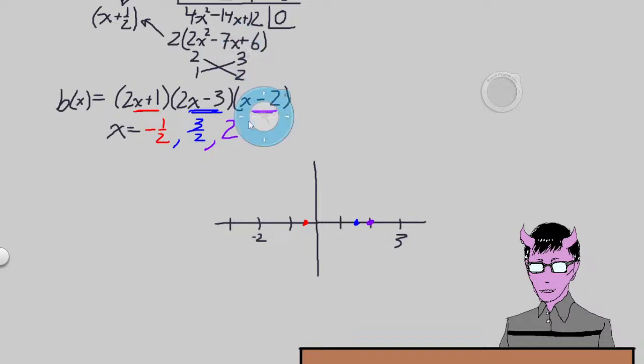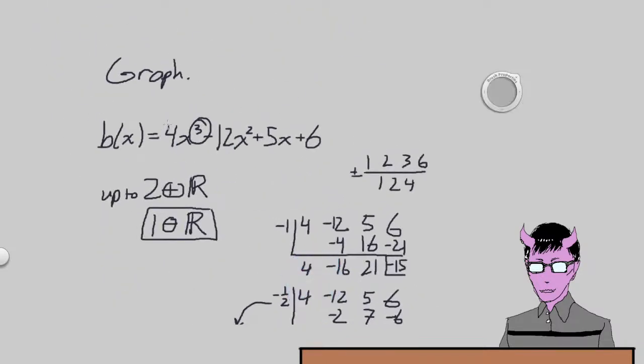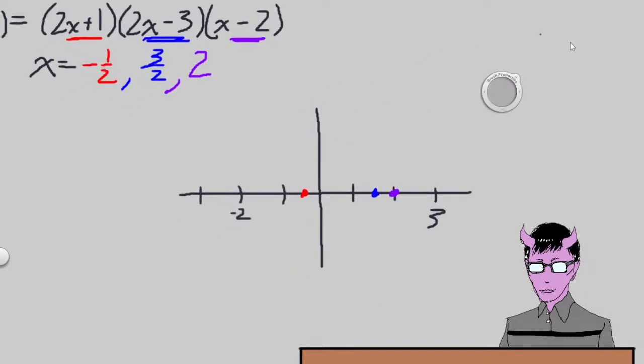Sounds good. Let's determine the end behaviors, of course. We have a 4x cubed. It's going to be positive coefficient with an odd leading degree. So basically it's going to be doing the down-up shenanigans, like so. Alright, so here we go. Again, we know that it's going to be going down, and then up for the end behaviors.